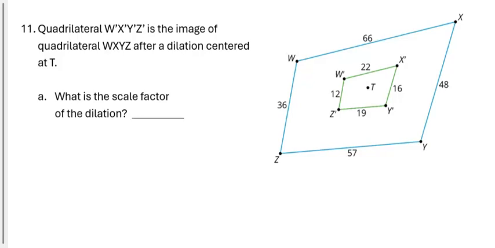Alright, so problem 11. Quadrilateral W'X'Y'Z' is the image of quadrilateral WXYZ after a dilation with center T. What is the scale factor?